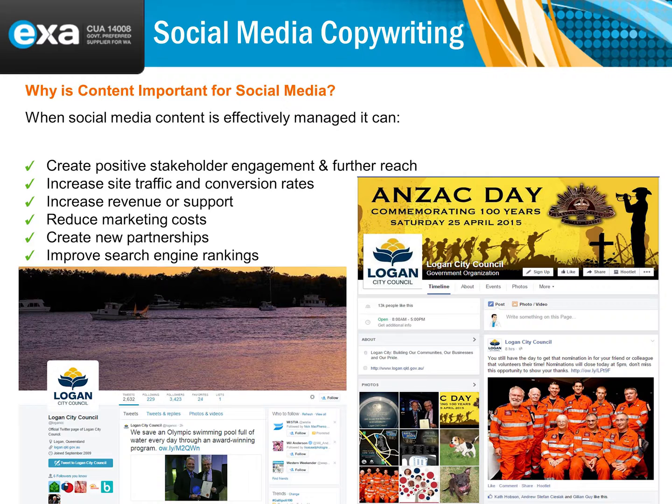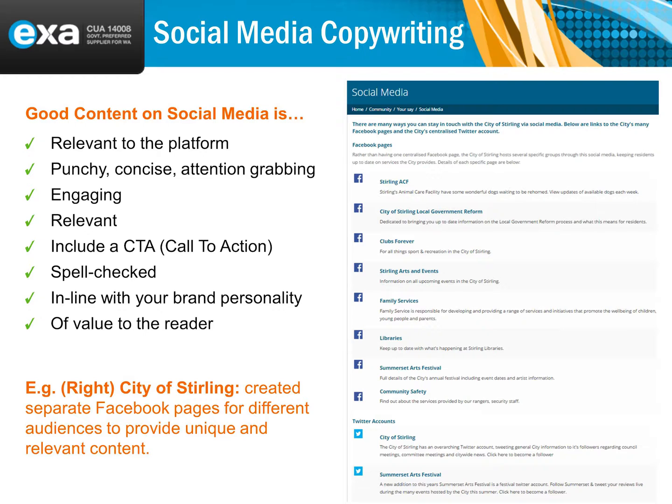Some of the other things too is it can reduce your actual marketing costs overall. So if you can communicate and put good content out through your social media, then you're reducing your other marketing costs because you're not putting out printed collateral. The other thing is you can create new partnerships and engagement with the community as well. So good content on social media has to be relevant to the platform, and we're going to go specifically in the next section on how to make it relevant to the actual platform you're targeting.